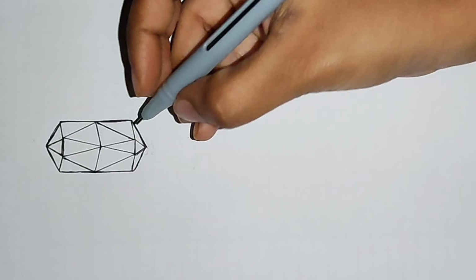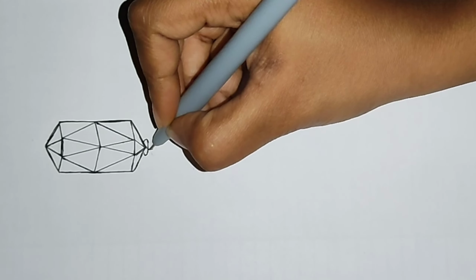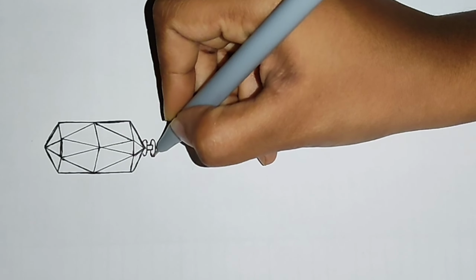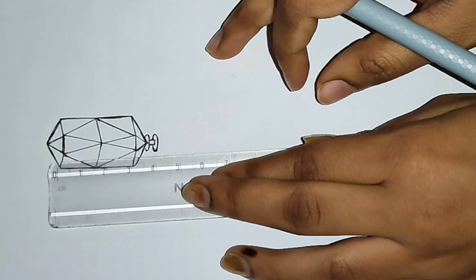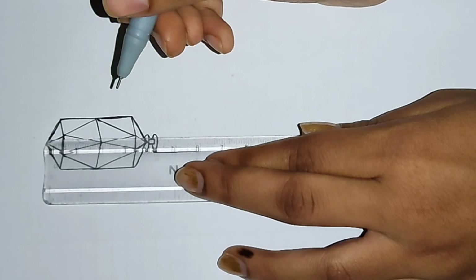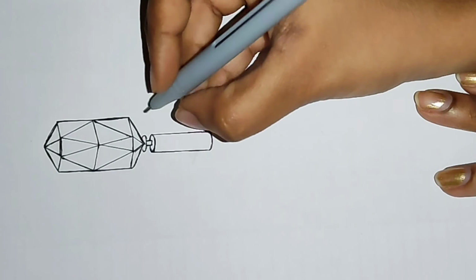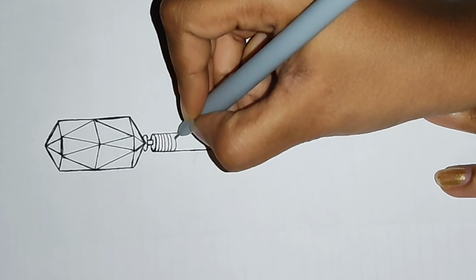Coming to the sheath and the collar part, let's continue with an oval followed by a tiny cylinder, then again an oval, then an elongated cylinder. Now we draw small curves inside the elongated cylinder as I am doing, and this part is the sheath of the bacteriophage.